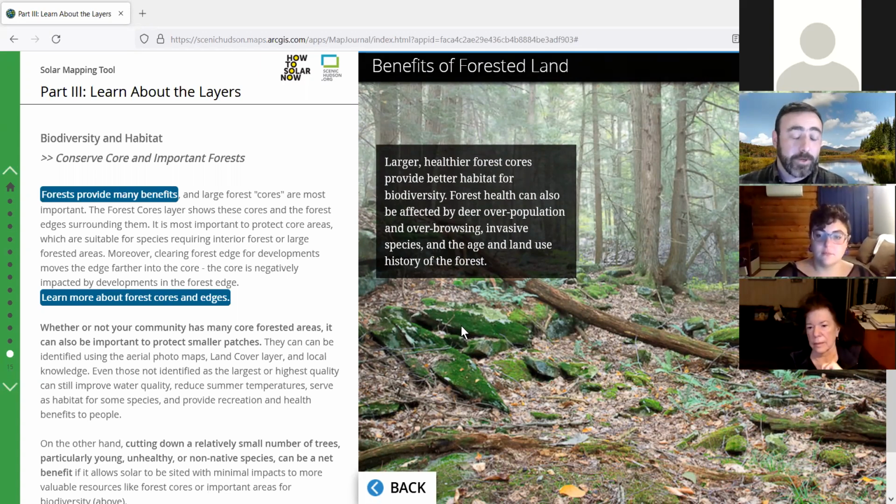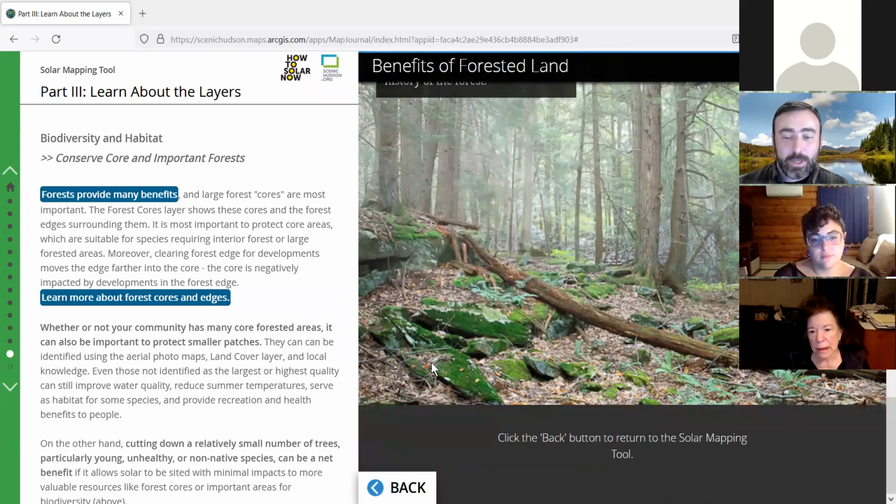A sort of a tenet of forest ecology is that larger forest blocks or cores tend to be better habitat for biodiversity. In the Hudson Valley, we have lots of forest health issues, including deer overpopulation. The deer eat the forest too aggressively and don't allow new trees to grow. We also have lots of invasive species. We have pests and pathogens, so diseases like the elm blight and the chestnut blight. Now we have emerald ash borer and hemlock woolly adelgid. So there are lots of threats to forests in our area. And so we want to protect them as much as possible and avoid clearing them as much as possible.